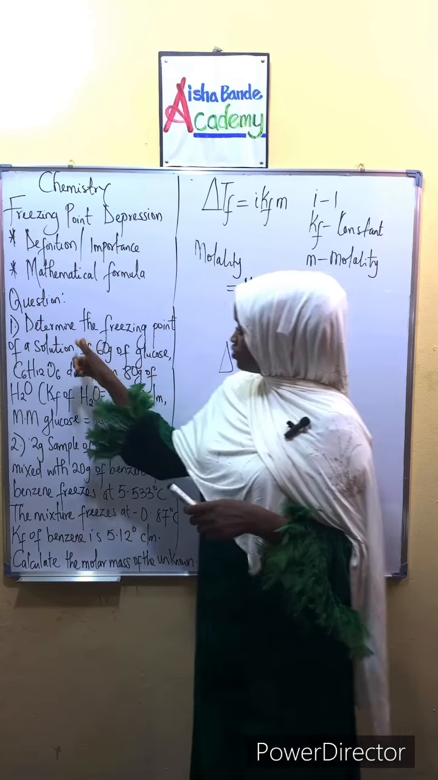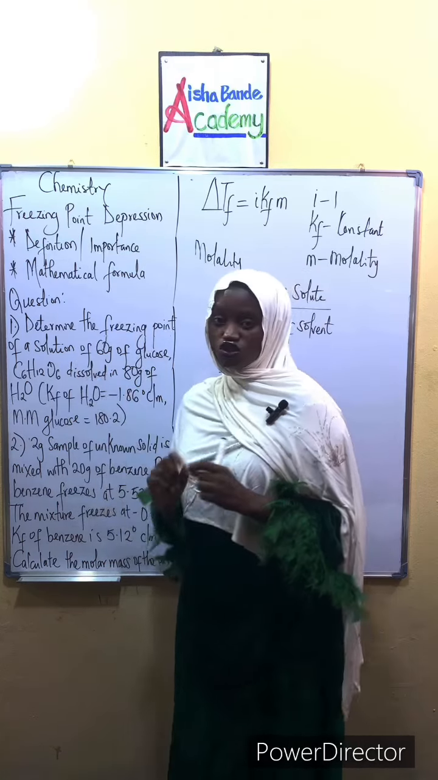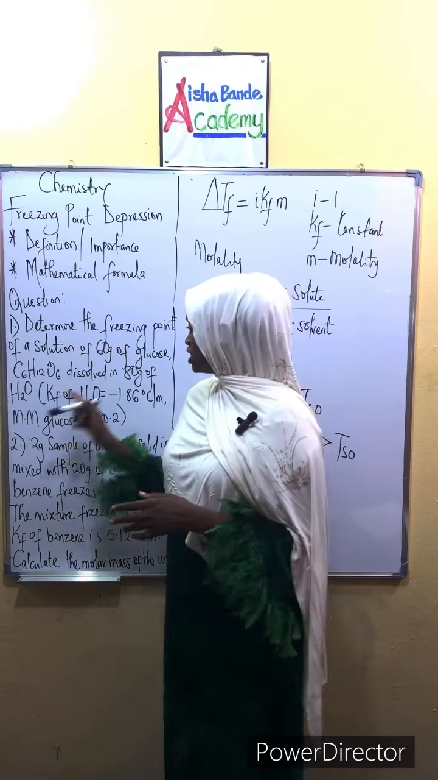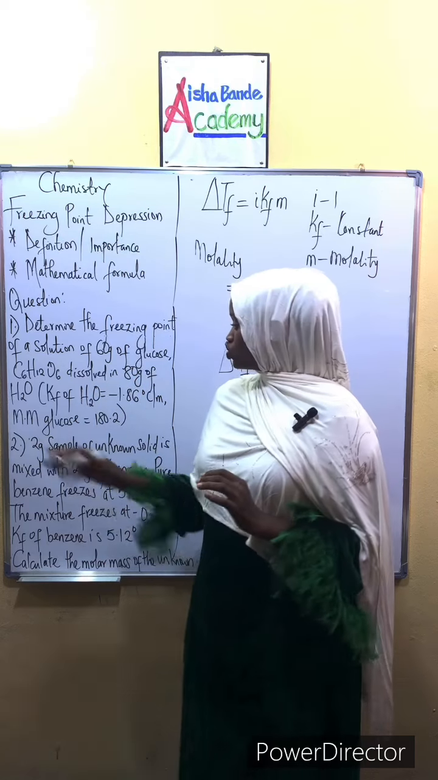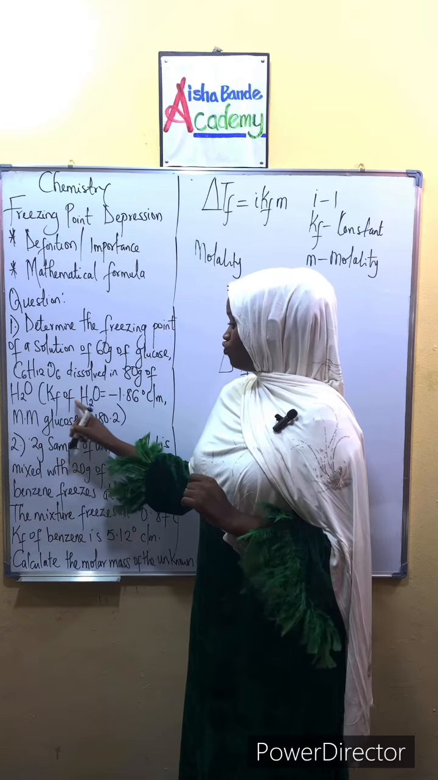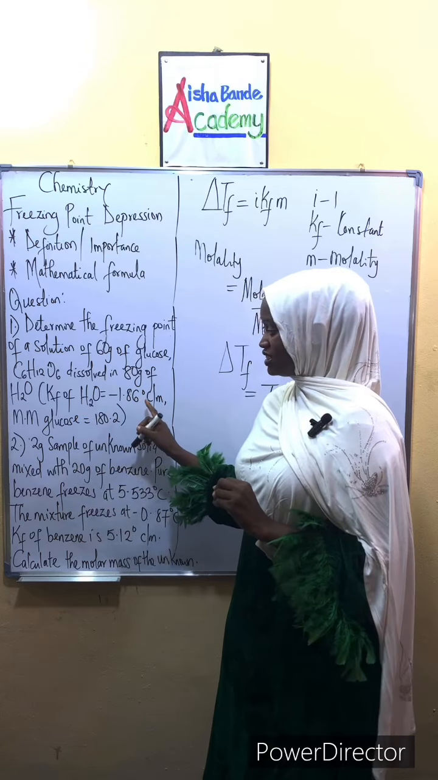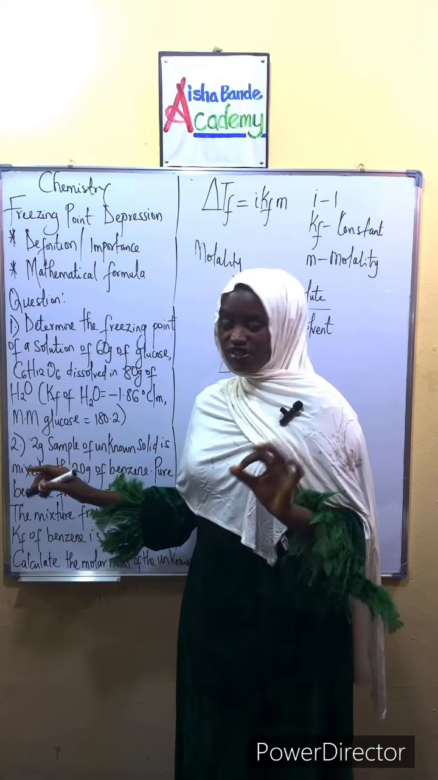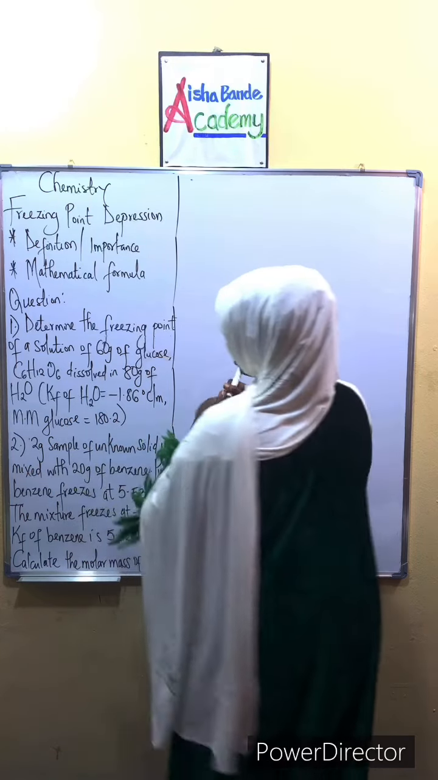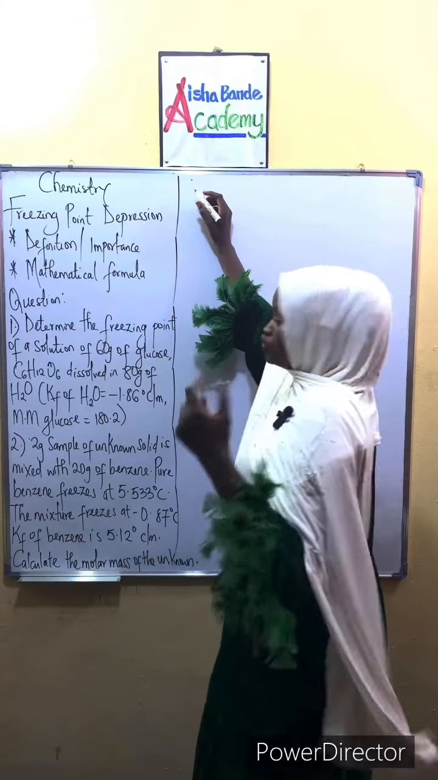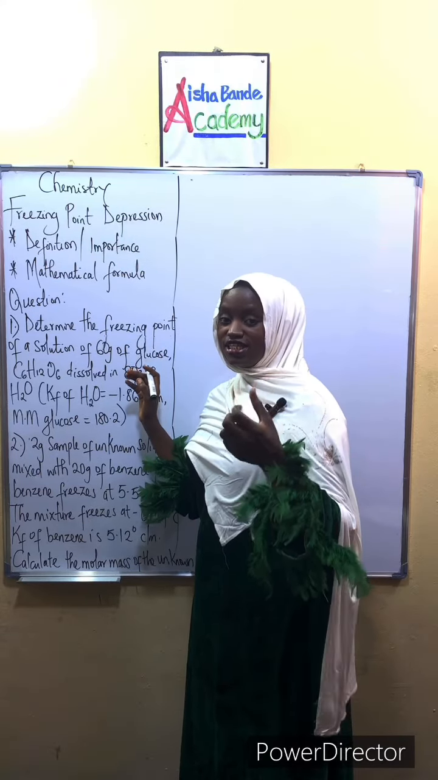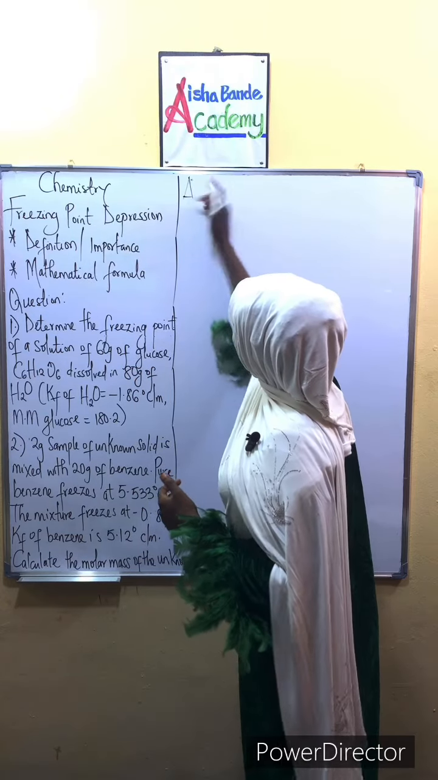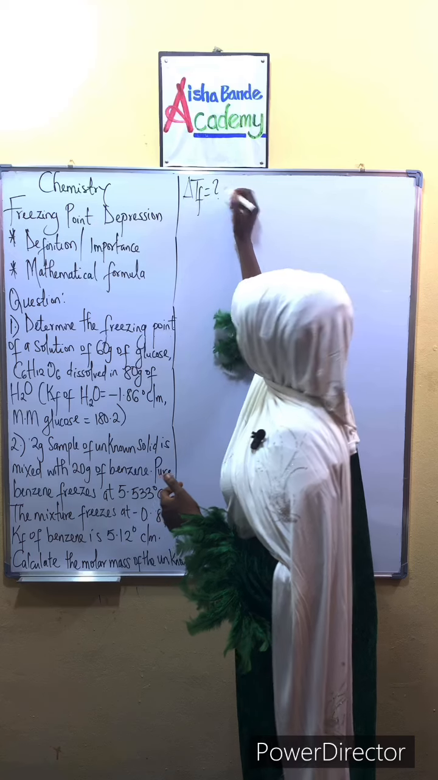The first question says we should determine the freezing point of a solution of 60 grams of glucose, C6H12O6, dissolved in 80 grams of water. We are given the freezing point constant of water to be 1.86 degrees Celsius per mole, while the molar mass of glucose has been given as 180.2. Looking at this, we are to look for the freezing point of the solution, that is the change in Tf. So this is our unknown.